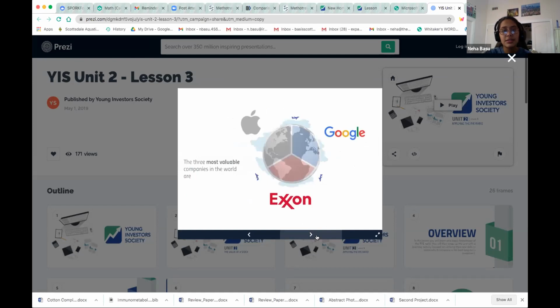So this slide is a little bit outdated. I think this was made in 2016. At that time, the three most valuable companies in the world were Apple, Google, and Exxon. I think now it fluctuates between Apple, Google, Amazon, and Microsoft, but those four are basically the top four companies. But Apple and Google have stayed at the top.